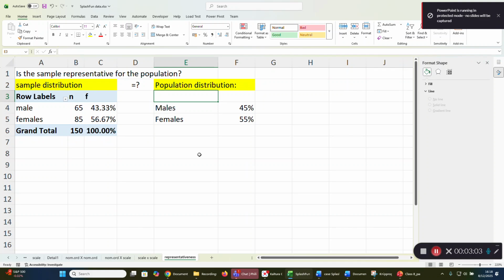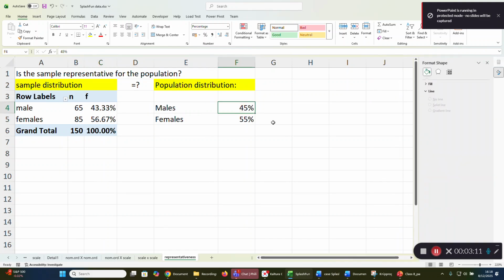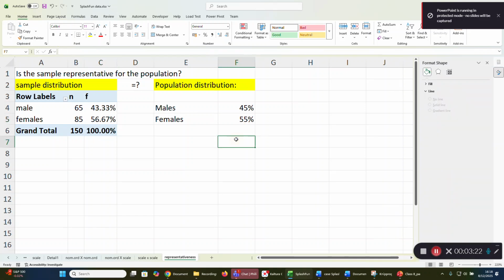So let's take a look at how the sample looks like, how the population looks like. We see here that in our sample we have only 43.3% males, and we should have gotten 45% males if it would have been perfectly representative. Same for the females. We're over questioning the females a little bit compared to our population distribution. Is this a problem? Well, we have to test that.